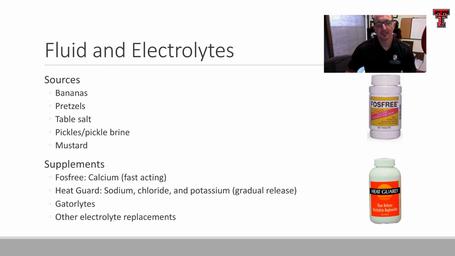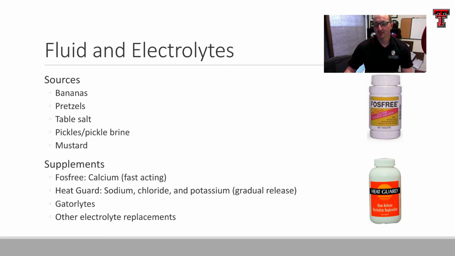Some sources for fluid and electrolyte. Bananas, well known as a source of potassium. Lots of times leaving pretzels and even peanuts out in team common areas for snacks is a common practice. Encouraging athletes to add a little extra table salt, provided they don't have hypertension issues. We've seen pickles and pickle brine used over the years. First time I've ever seen it was when I came to West Texas, seeing athletes kind of shotgun mustard packets to help prevent cramping, but basically that's just a source of sodium.